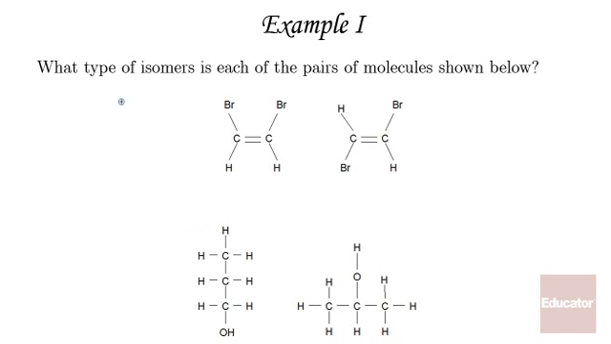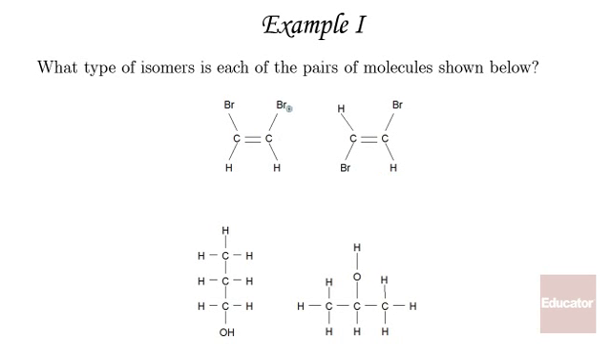Example 1. What type of isomer is each of the pairs of molecules shown below? Remember that isomers have the same molecular formula. So let's just double check and see that that's true. I have 2 carbons here, 2 bromines, and 2 hydrogens. On the other molecule, I also have 2 carbons, 2 bromines, 2 hydrogens. Same molecular formula. The first type of isomer is a structural isomer.